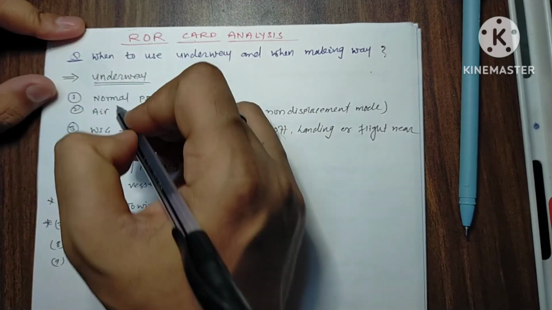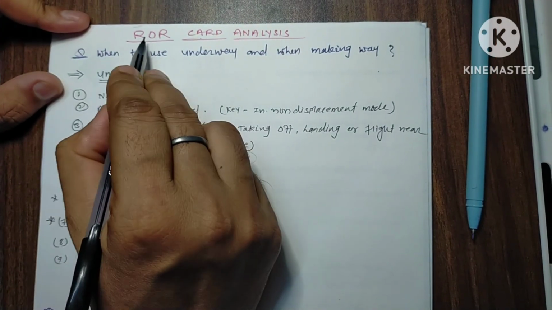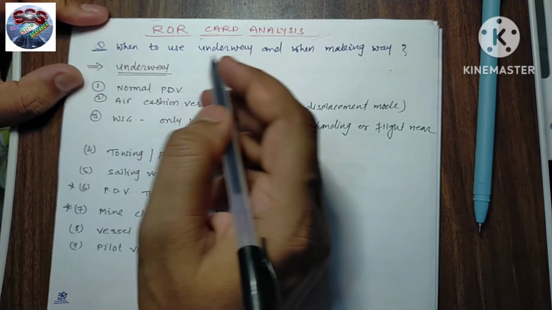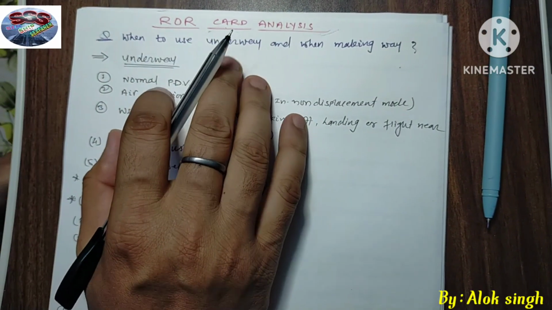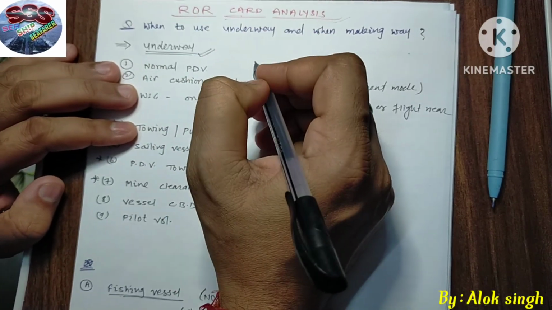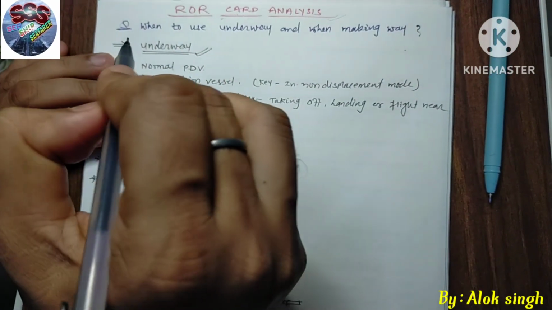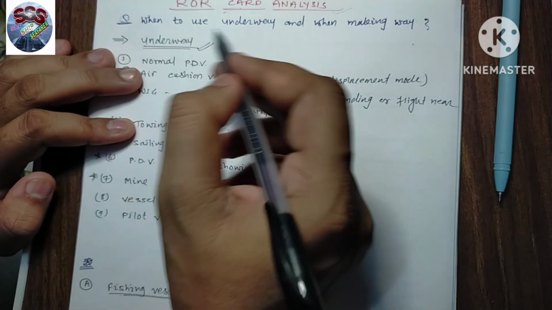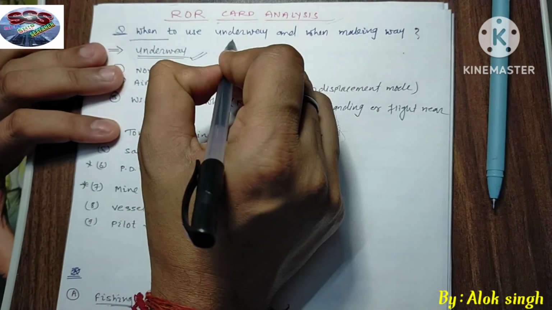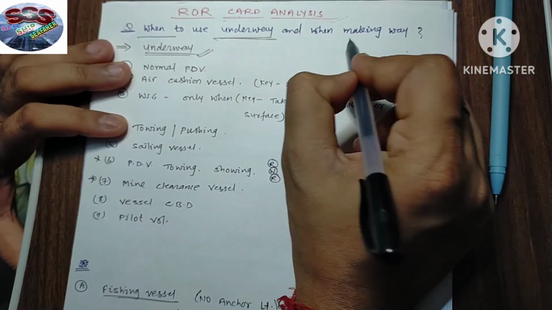Now I have prepared this paper. The topic is ROR card analysis. The first thing when we talk about the card is the point where we have to say underway and when we have to say making way. This is the big mistake we used to make during the card. So my first question is: when to say underway and when to say making way.